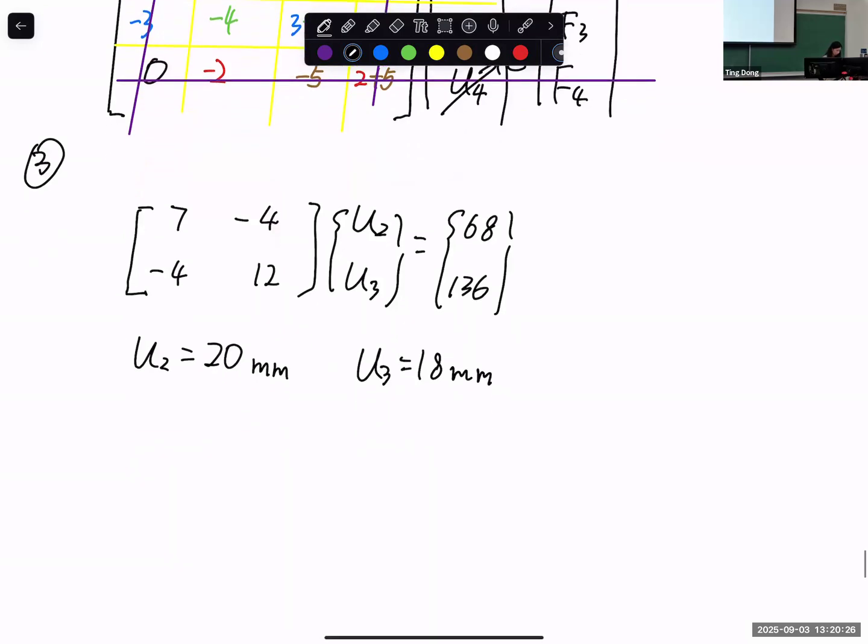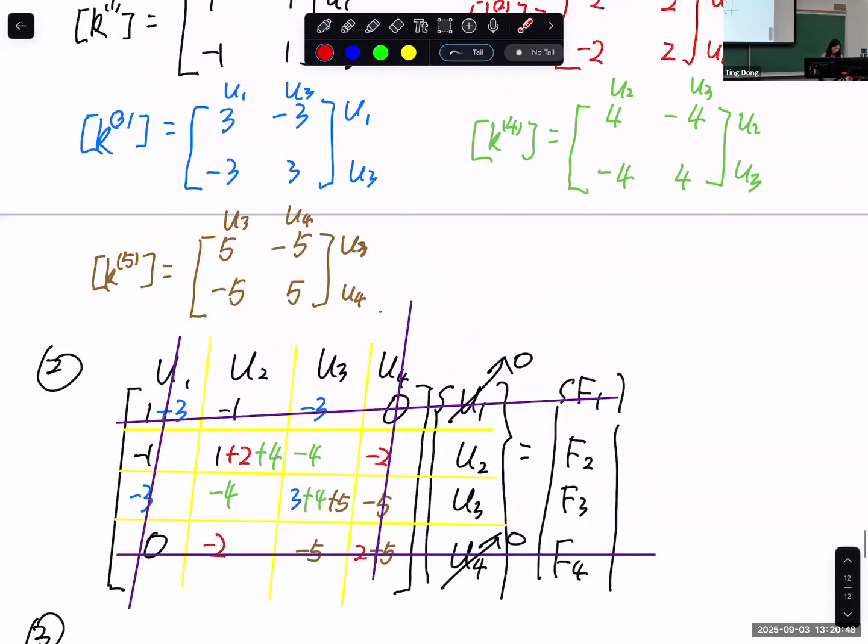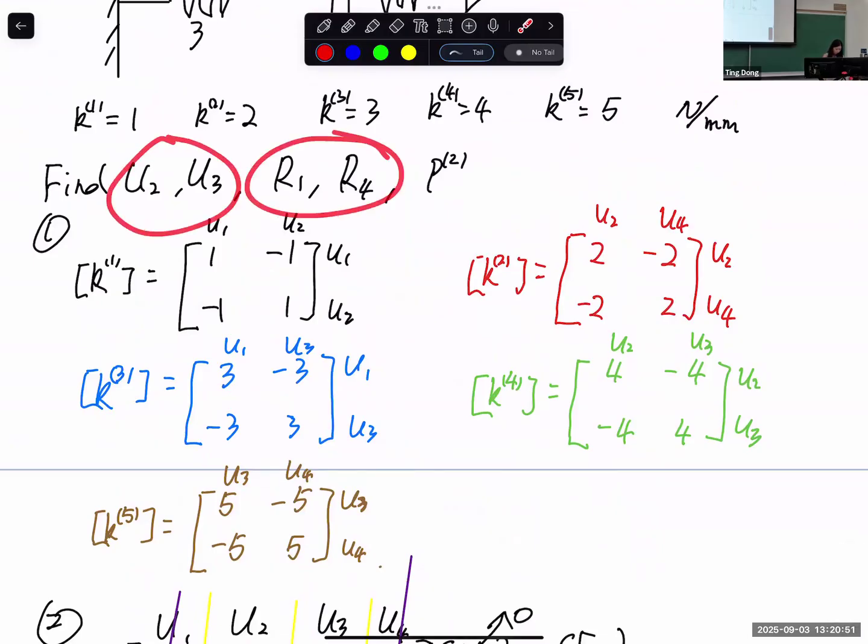So now, this is 20, right? Yes, 20. So we are done with these two. How to calculate R1, R4? Someone already answered. Yeah, put it back in.